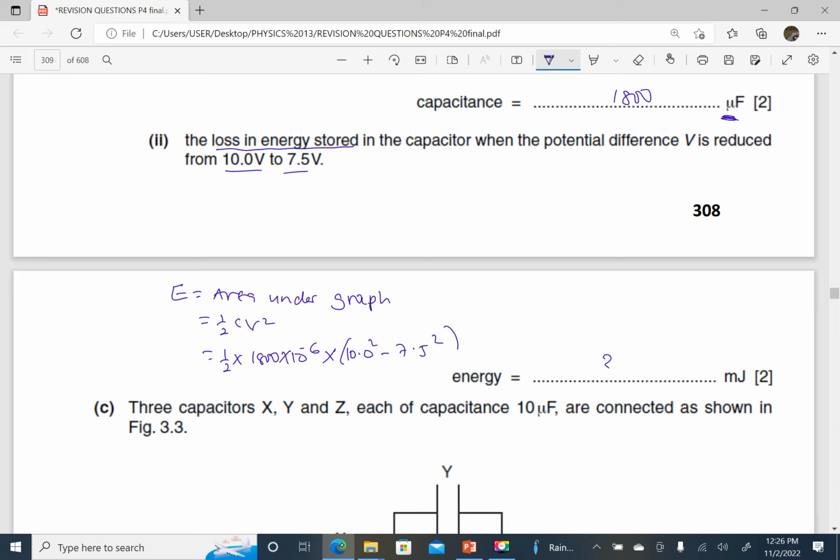this is giving me 3.9 times 10 power negative 2. 3.9 times 10 power negative 2. That is, when I move one step to the right, I think that is 39 millijoules.